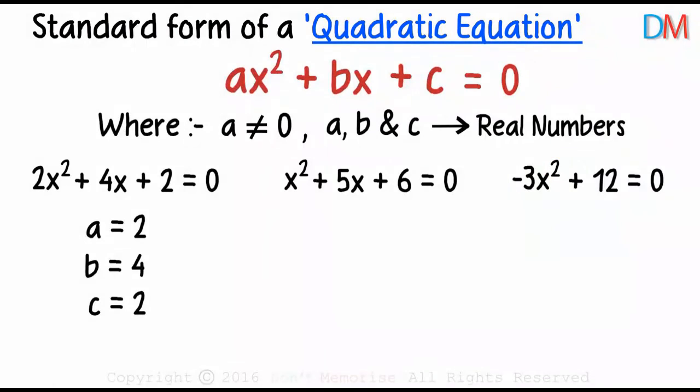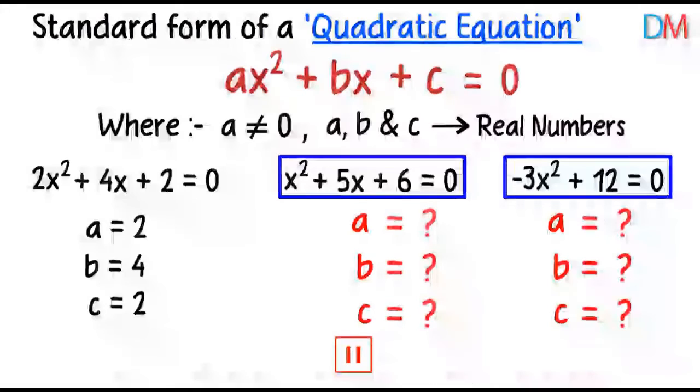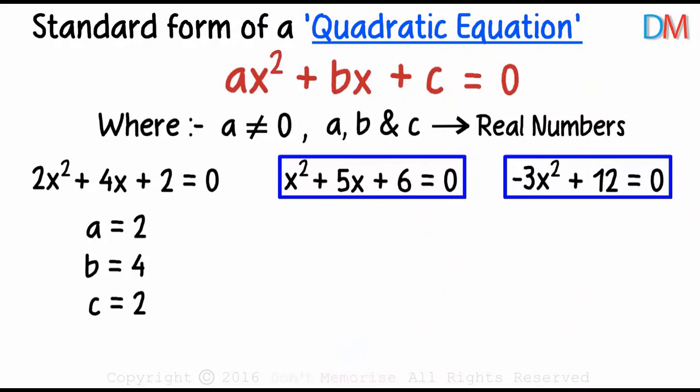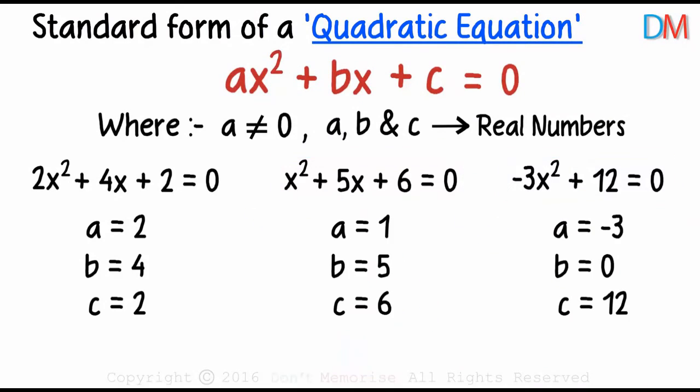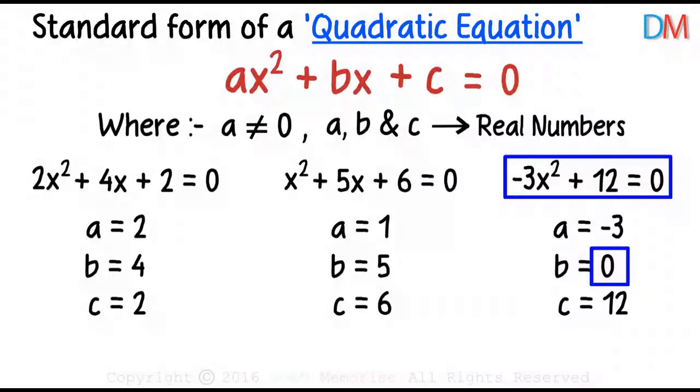Can you find the values of a, b and c in each of these cases? Here are the values. Notice that in the second case, the value of the coefficient of x is 0. And that's not a problem at all. The important condition is that a must not be equal to 0.